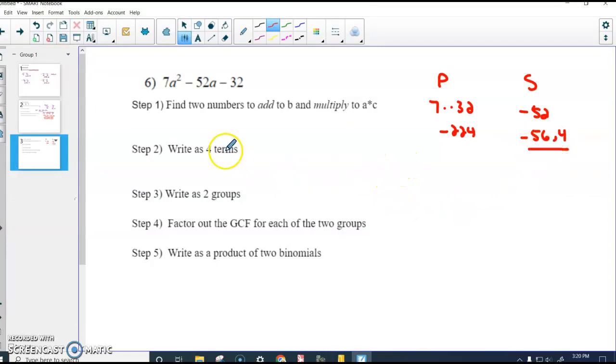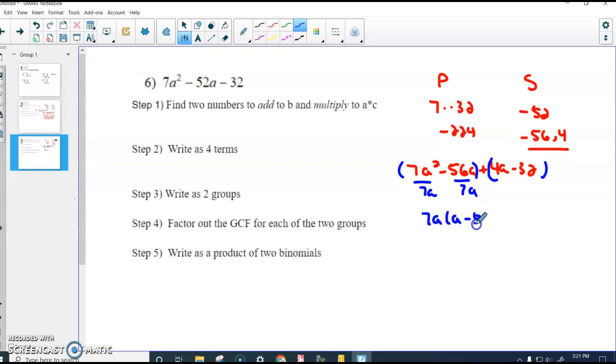So I'm going to rewrite this as 4 terms. I'm going to do 7a squared minus 56a plus 4a minus 32. Now I'm going to group. So I'm going to group the first 2 terms, and I'm going to group the last 2 terms. Looking for the greatest common factor, I got a 7 and 56. I know that 7 goes into both of those terms, and they also have a's, so I can divide them by 7a. So I have 7a, a minus 8.